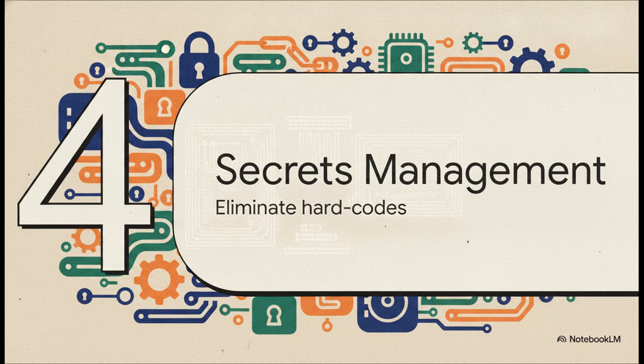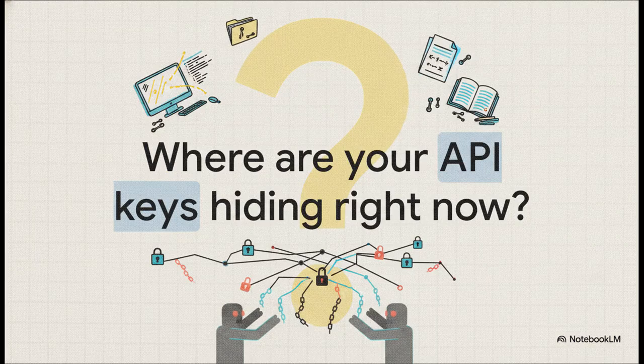Section 4, Pillar 3, Secrets Management, Eliminating Hard Codes. I really want you to stop and think about this for a second. Where are your API keys hiding right now? Seriously, are they sitting in a random text file on a developer's desktop? Hidden under the digital doormat? Hard-coded directly into an application's source code? This is a sprawling vulnerability that leaves the door wide open for automated credential theft.